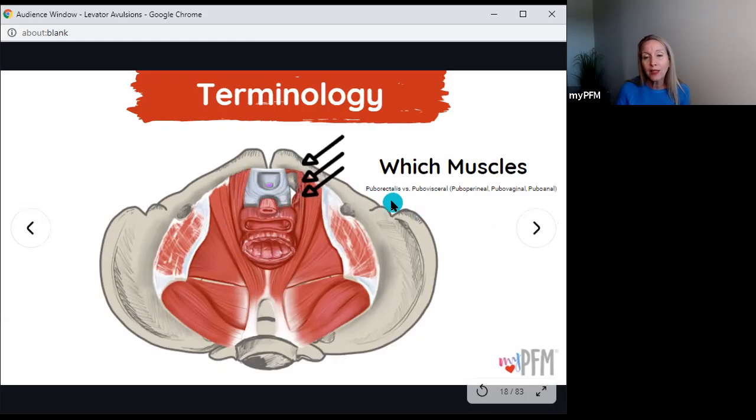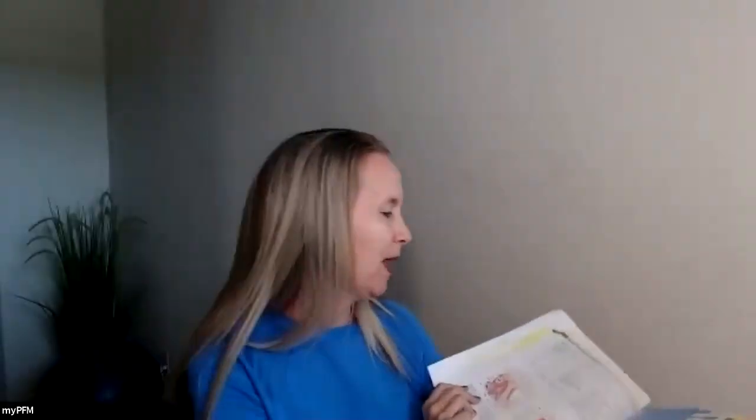So we're calling it the puborectalis, but there's also out there, I'm going to stop sharing my screen just a minute here. This is a book. It's called Evidence-Based Physical Therapy, and it's written by Dr. Carrie Bow, and she is like my pelvic floor hero. And literally, she has a whole chapter here on pelvic floor muscles and their origin and their insertion and their names and so forth.